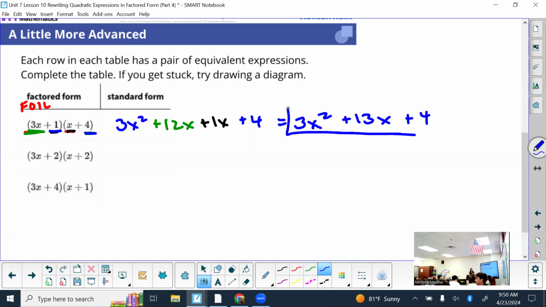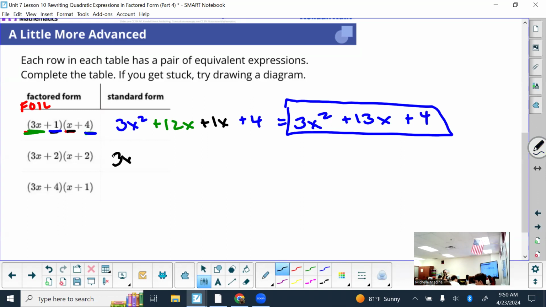The linear term, the middle term, only goes away if it's a difference of squares, which this isn't. This doesn't look like A plus B, A minus B; these are all different numbers. So you should expect it to be a three-term answer. Questions on that? Okay, so then table 8, can you tell me what you got for the next standard form?